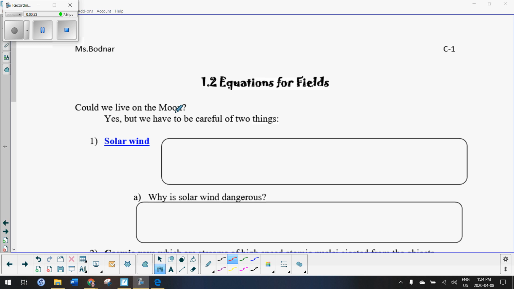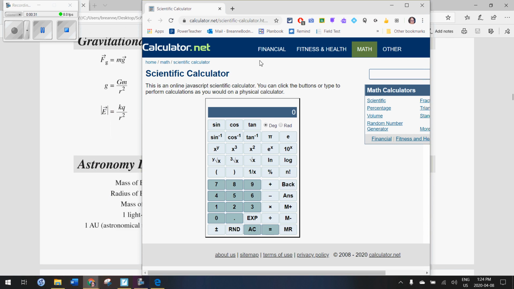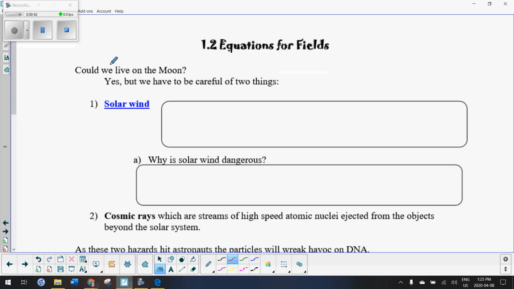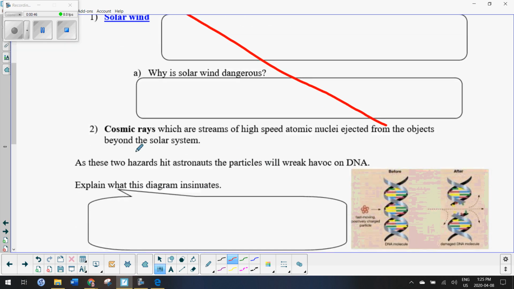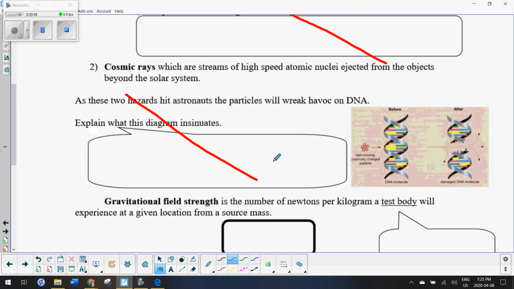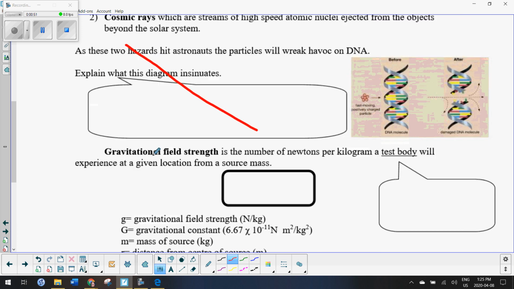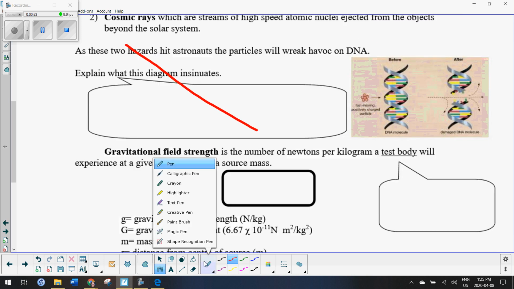You are going to need your data booklet open to page 2, and you are going to need a scientific calculator. I did post this one on Google Classroom on the stream, so you're more than welcome to open that up and follow along with this one. In this note package, I'm going to skip this part, so just ignore that. Ignore this. We are going to move straight on to gravitational field strength.